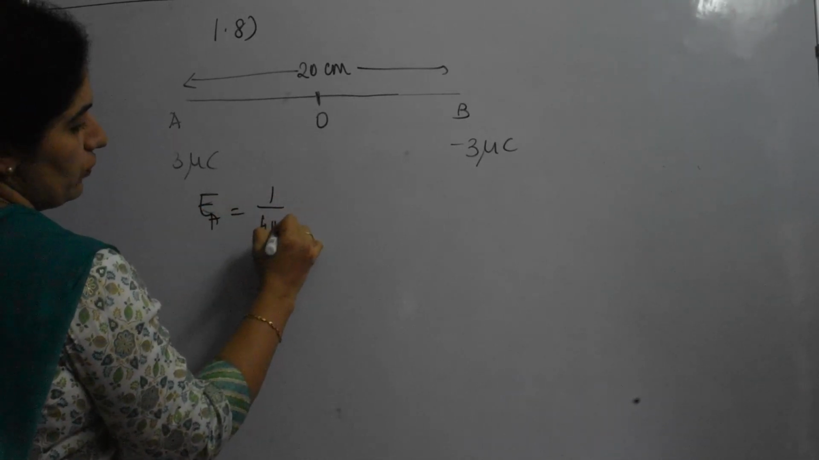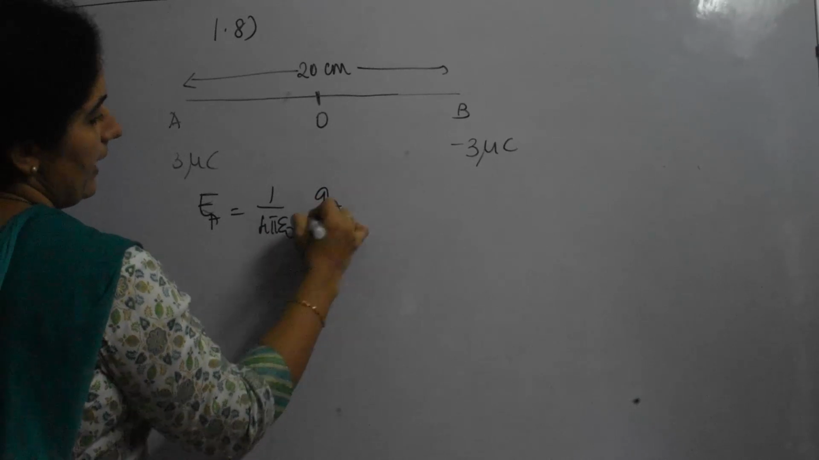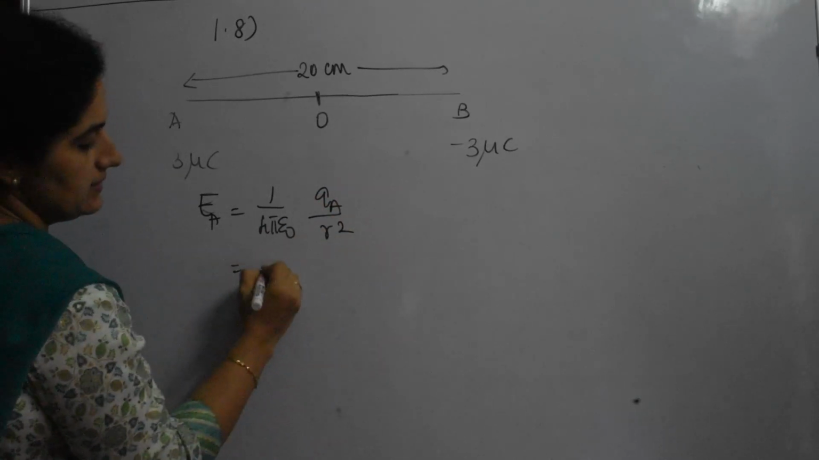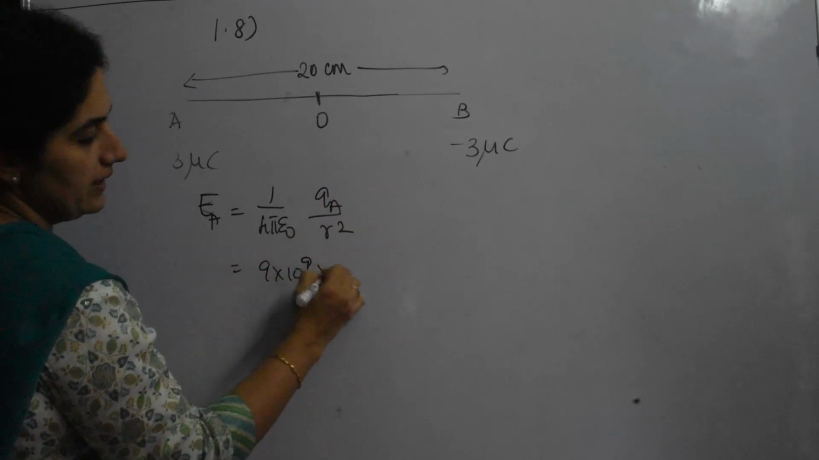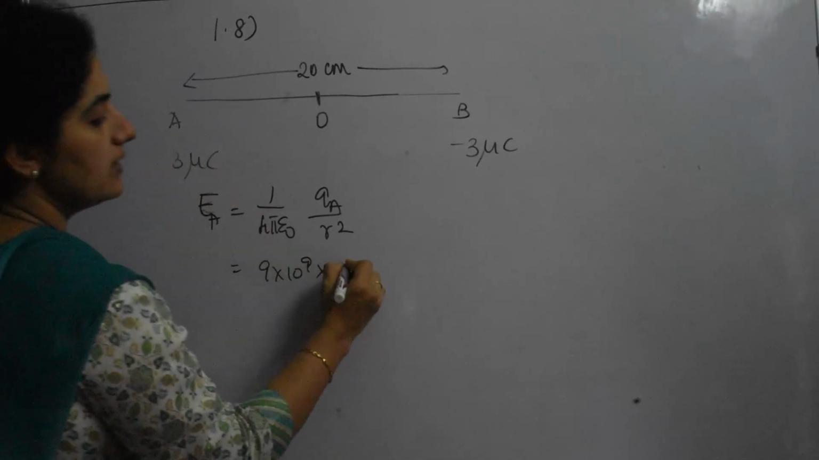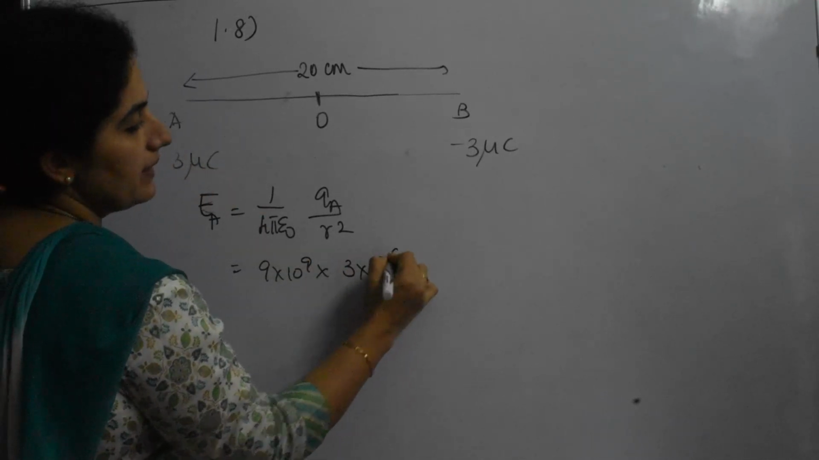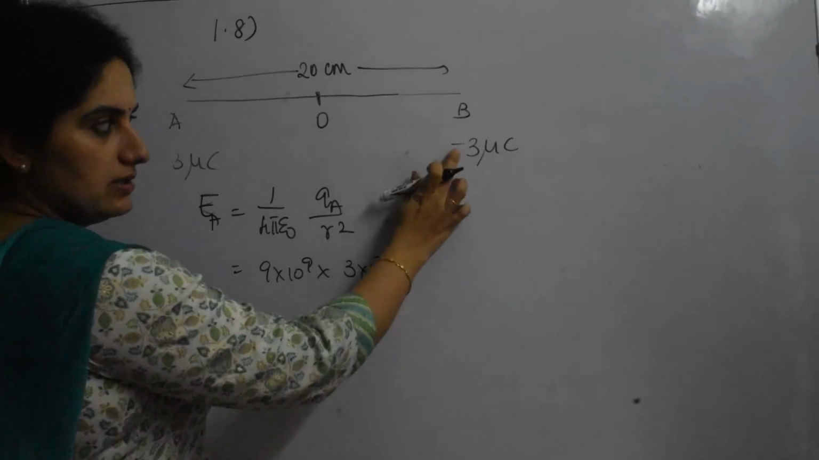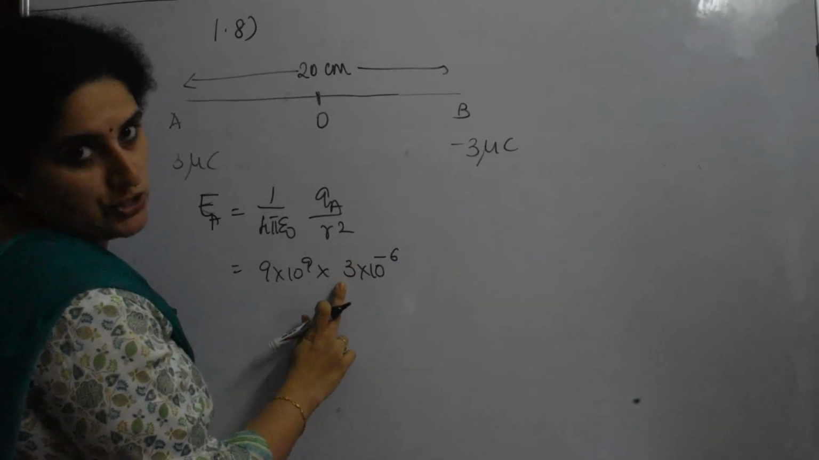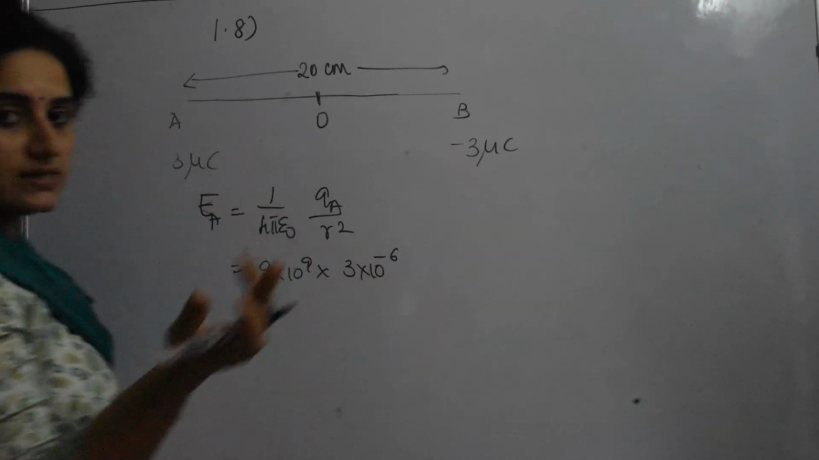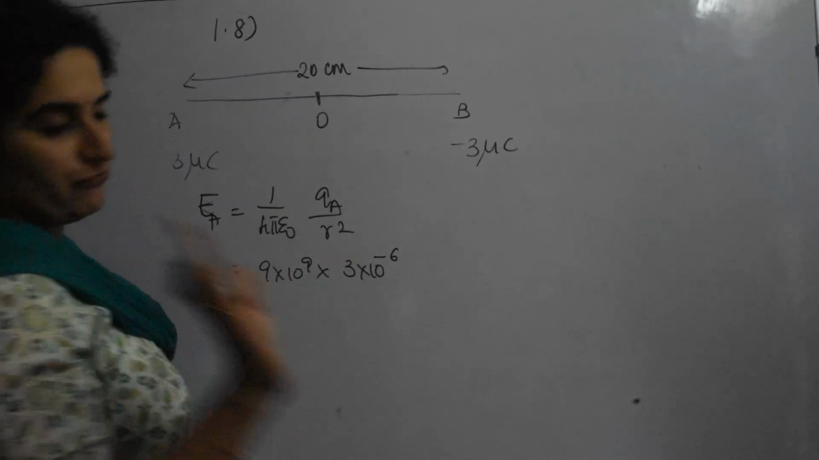It is 1 by 4 pi epsilon naught QA by R square. It is again the same, 9 into 10 to the power 9 into QA, which is 3 into 10 to the power minus 6. Again, the sign is not important when you substitute here, but it is very important when you consider the direction of the electric field.